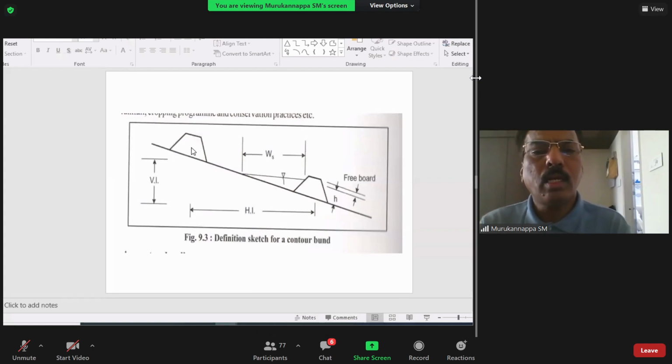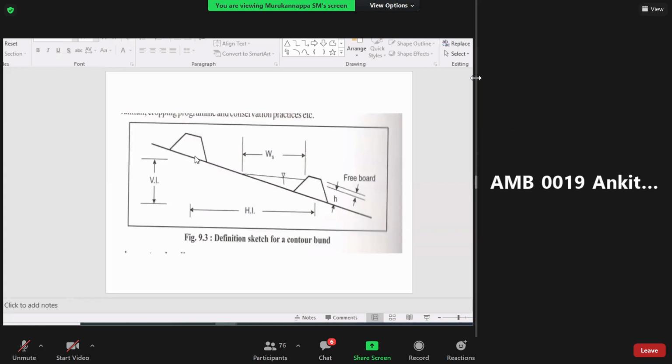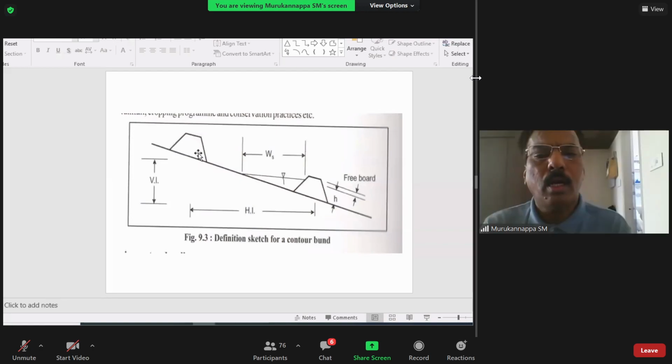See here, there are two bunds constructed. Earlier I showed it in the figure, the same thing. Here there are two bunds. This is the one bund, and this is the other bund. So half of the portion of the land area, this is the land area, that is where the water is stagnated.